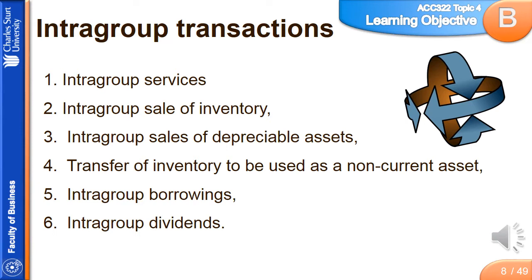The first one being intragroup services, then intragroup sales of inventory, then intragroup sales of depreciable assets, then transfers of inventory to be used as a non-current asset, then intragroup borrowings, and finishing up with intragroup dividends. And that's a payment of an intragroup dividend from post-acquisition profits, not the dividends we were looking at in topic 3, which is whereas an ex-div or cumulative dividend.